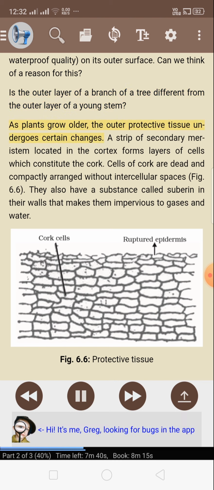As plants grow older, the outer protective tissue undergoes certain changes. A strip of secondary meristem located in the cortex forms layers of cells which constitute the cork. Cells of cork are dead and compactly arranged without intercellular spaces. Figure 6.6. They also have a substance called suberin in their walls that makes them impervious to gases and water. Figure 6.6 Protective tissue.